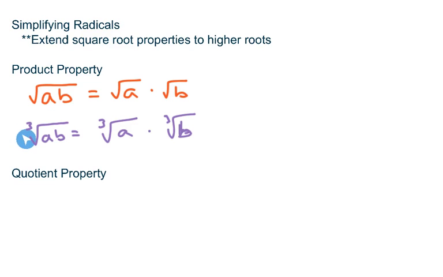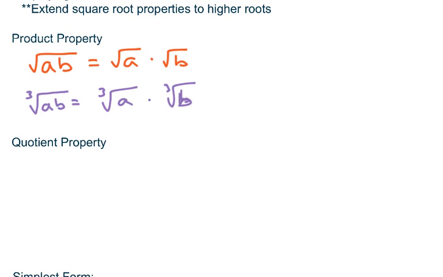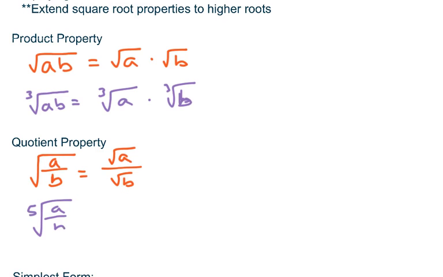And if this was a 4, then these would both be 4s. If this was a 6, then these would both be 6s. But I'm just giving you something that's a little bigger than a square root. The quotient property, if you remember, talked about the square root of a fraction, square root of A over B. We could split this up into the square root of A over the square root of B. Again, we can do the exact same thing with higher index roots. So if we had the 5th root of A over B, we could make this the 5th root of A over the 5th root of B. So I'm just showing you that it extends to both.